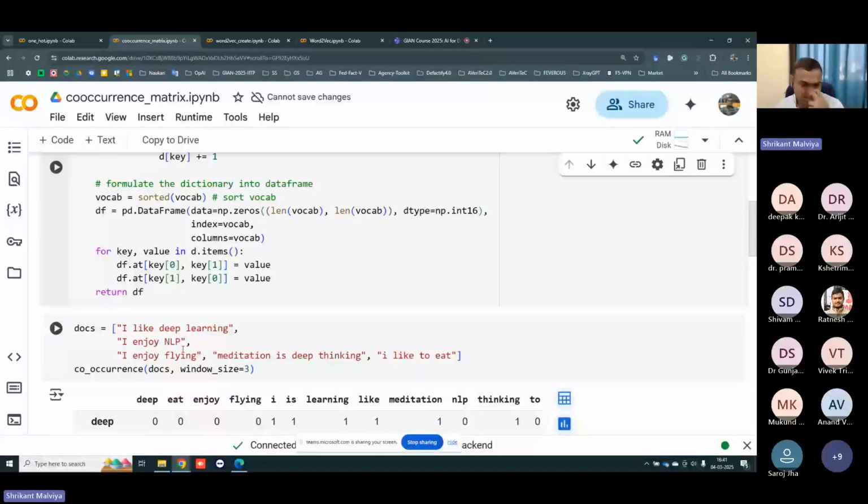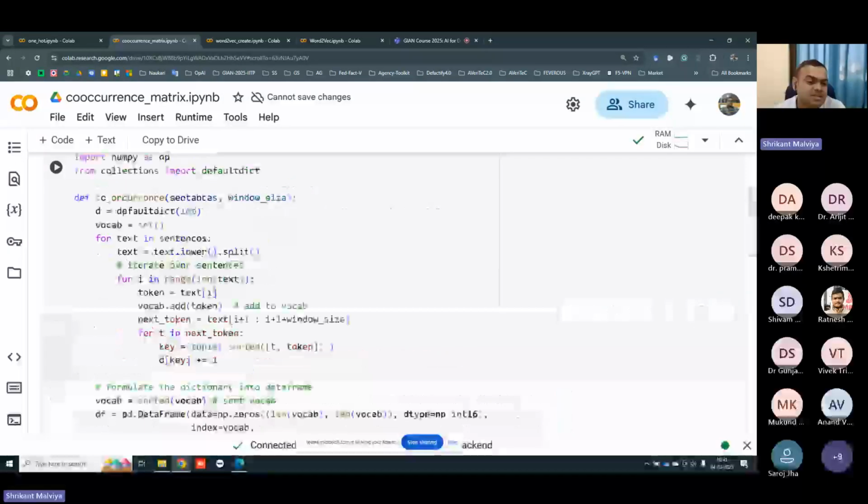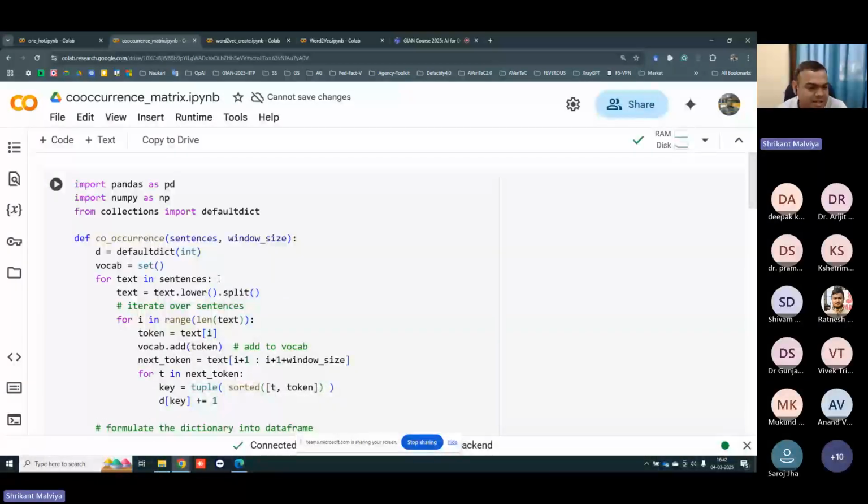We give this corpus to this co-occurrence function. This co-occurrence function takes two variables: one is the corpus, another one is the window size. The window size helps us find out the context, use the context to find the neighboring words, and then generate the co-occurrence matrix. Don't worry, I will share the Colab links. You can play around and check what is happening inside.